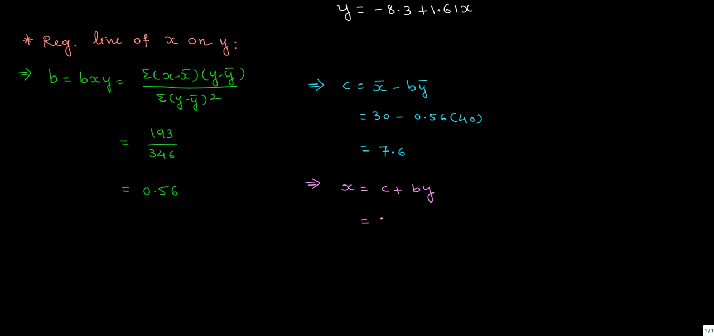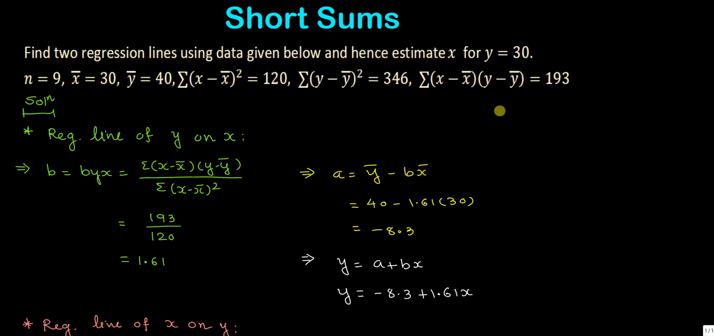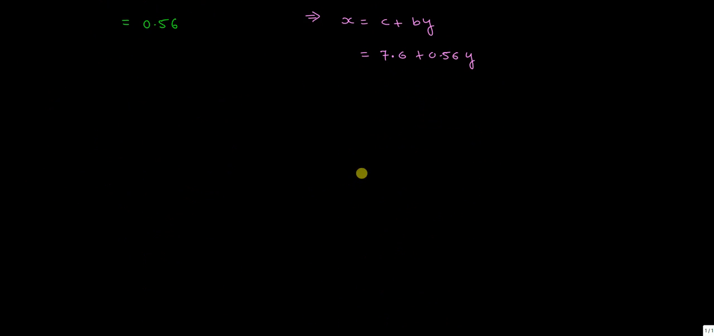C equals 7.6 plus 0.56 into y. Okay, now see which question is asking here. Estimate x for y equal to 30. Let's put y equal to 30. Putting y equal to 30.